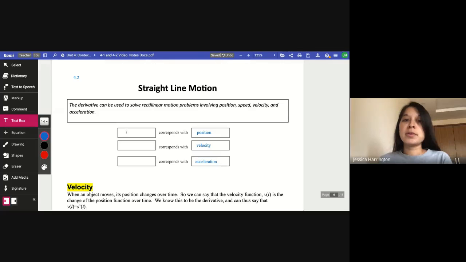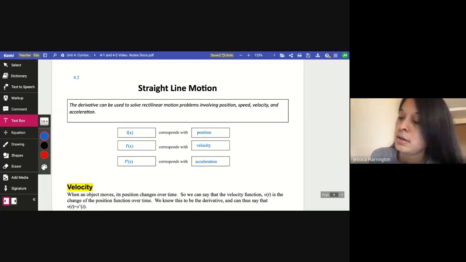So if the position function is f of x, then we know that the velocity function is going to be the rate of change of that, or f prime of x. And if we need the acceleration, the rate of change of the velocity, it's going to be f double prime of x. Things we've done before.